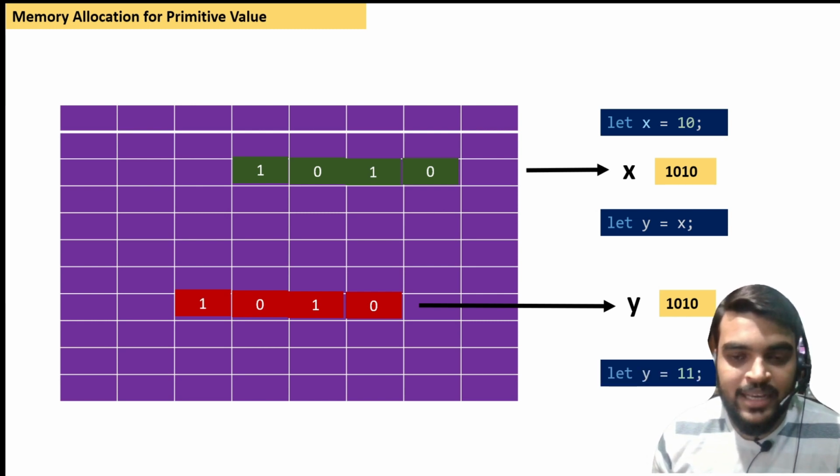Now if I make some changes in y, let's say I change the value of y to 11, we are not doing anything to x. So the last bit, you can see, will change from 0 to 1. That's how it happens. But there is no link between x and y, so x will stay as it is.